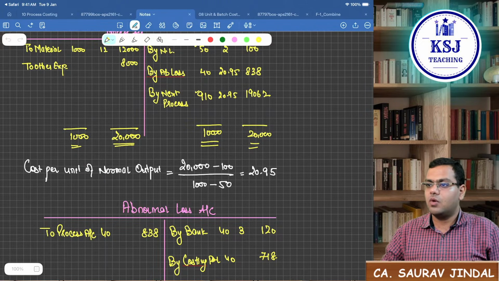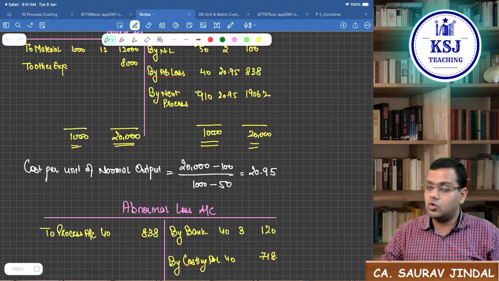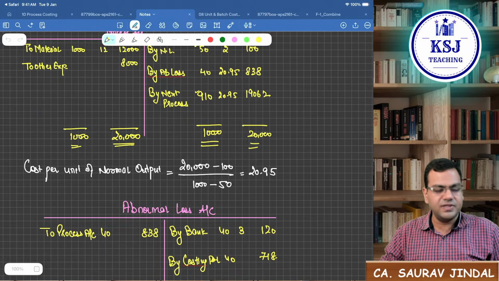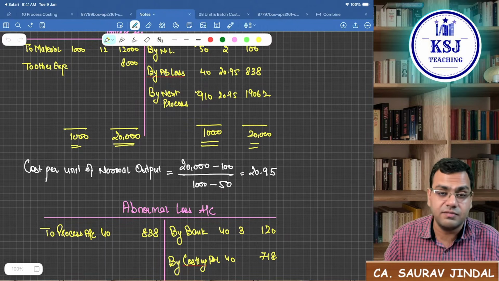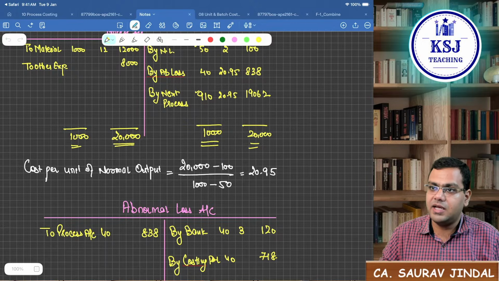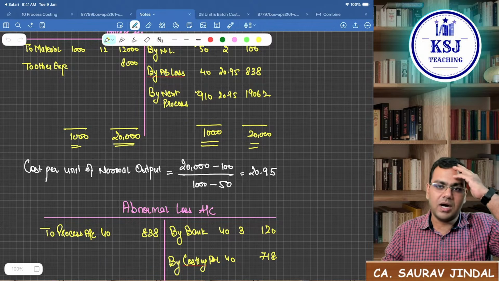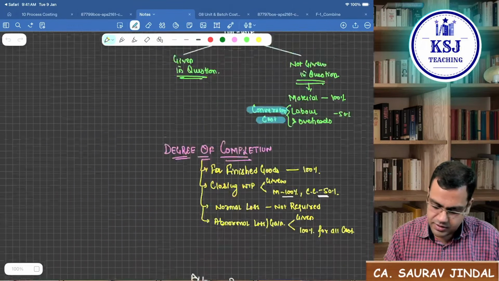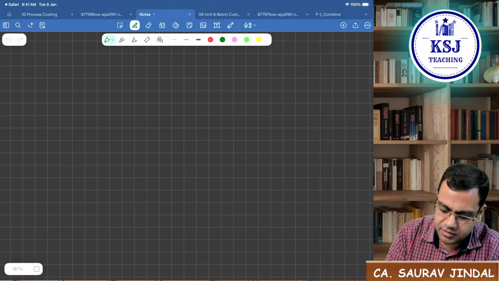Now, what if there is an opening stock also given to you? Then how to deal with it? Again, I'll take one example that I always take in my lectures. In that case, we will have two methods. One is your FIFO method, another one is your weighted average method. We will solve that example and understand how to deal with it. If you have already written it in my regular batches, that's fine, you can just listen.